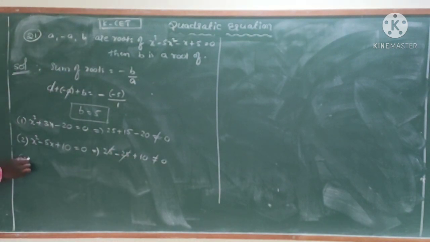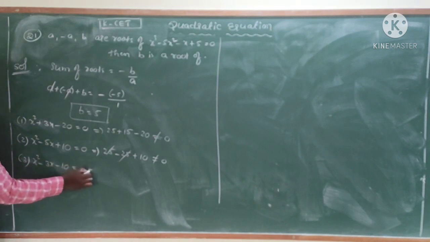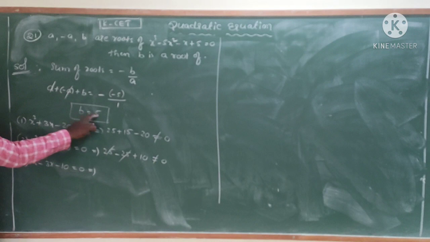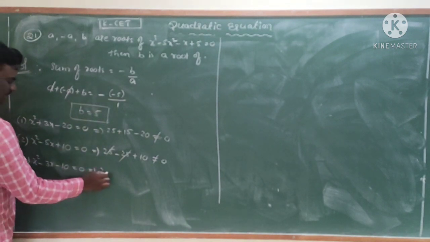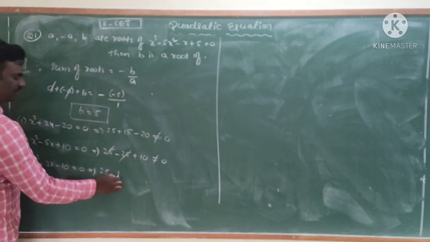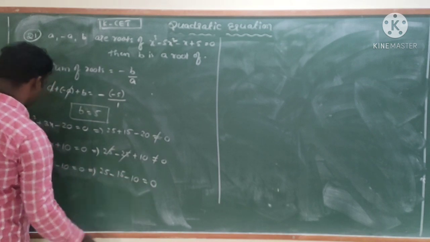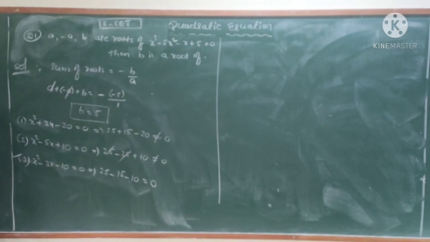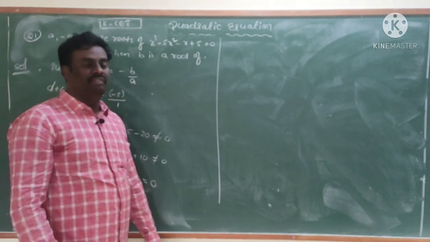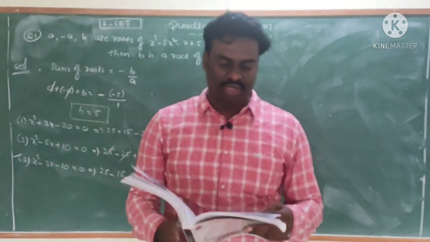Then I will go with option 3. Option 3 is given: x square minus 3x minus 10 equals 0. In place of x, we need to substitute 5. 5 square 25, 3 times 5 is 15, minus 10, then the value is 0. Therefore, option 3 is the correct answer for this question number 21.